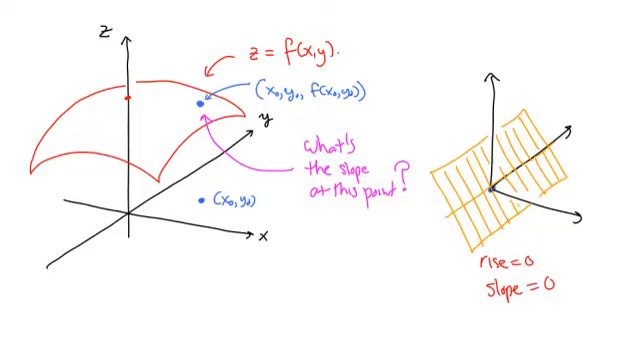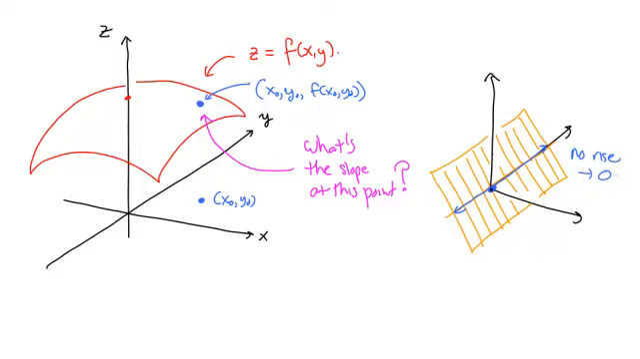Now what's the slope at zero? If I were to walk in the y direction, then I would stay on this plane. My z value wouldn't change. I would have no rise in the y direction. And so the slope would be zero.